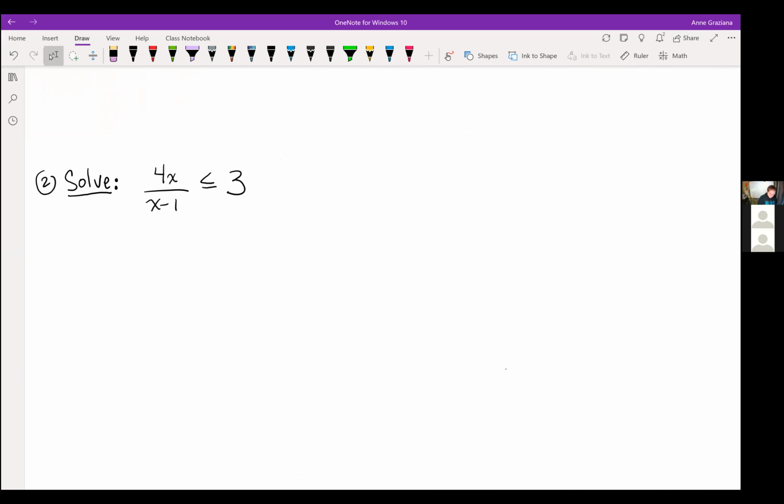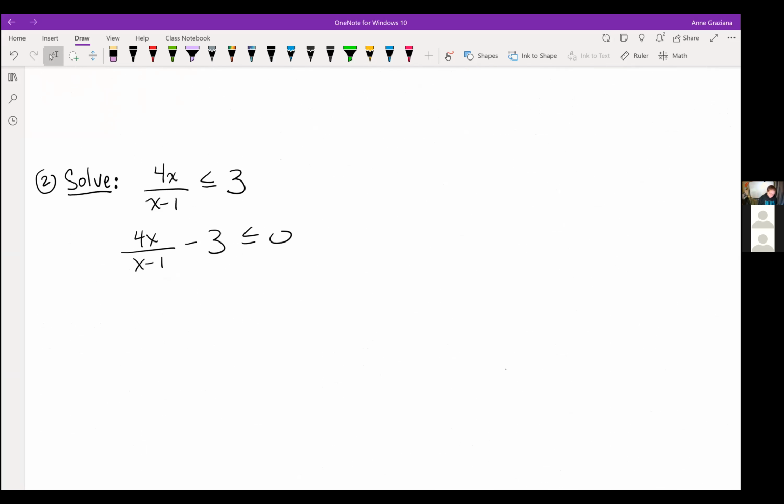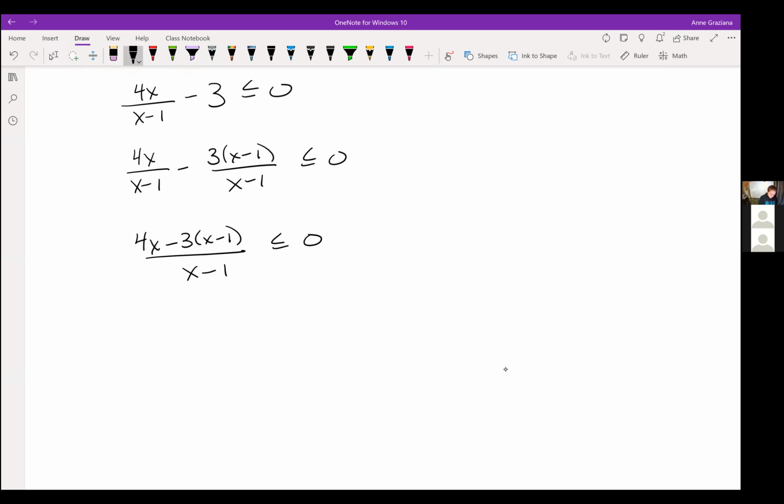All right. For this one, this is the nonlinear inequality. So first you have to get everything on one side, and then get one fraction. So 4x over x minus 1. I'm going to multiply this by x minus 1 over x minus 1. And then this is 4x minus 3 times x minus 1 over x minus 1. And you should have gotten 4x minus 3x is going to be x, and then plus 3 over x minus 1. Did you guys get this? Anybody else?